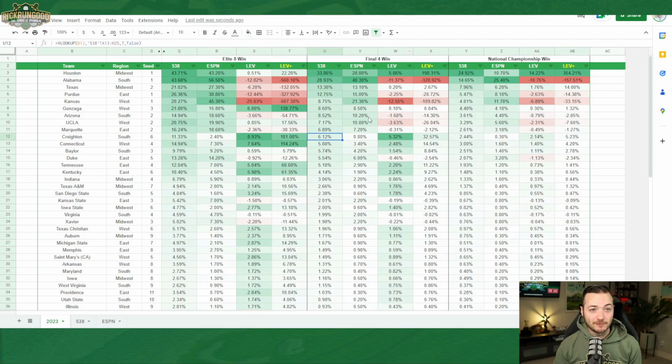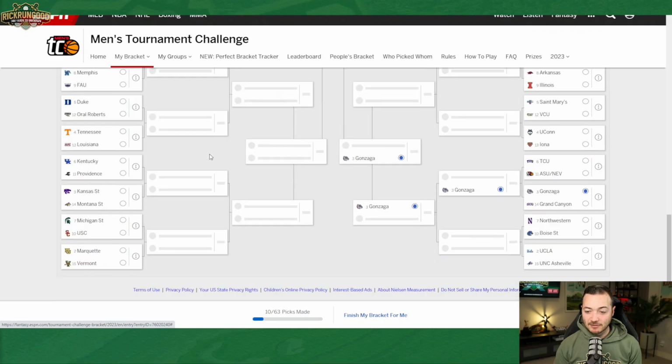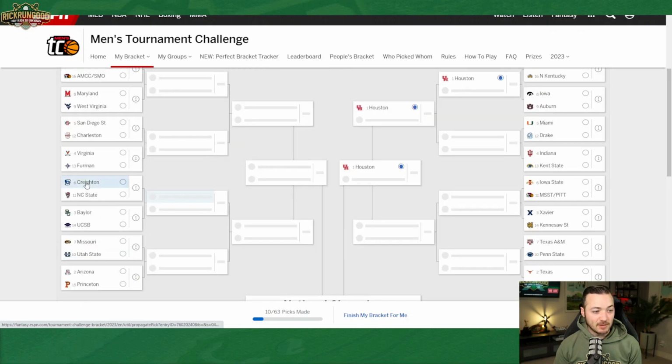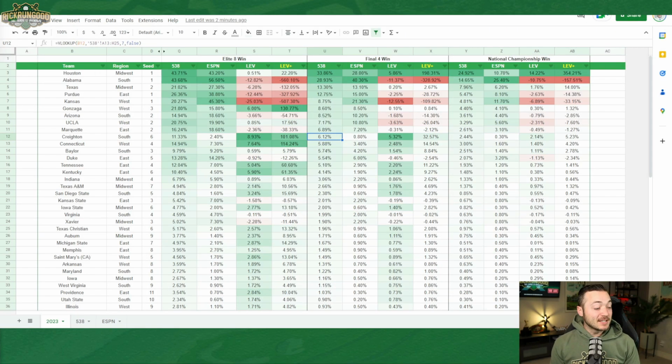This is unbelievable. It feels a little dirty, but I'm going to have to run Creighton into the national title game here. And I know everybody's going to hate this. I hate it too. But the math is there. It does make me feel better that Creighton has the fourth best odds to win their region: Alabama, Arizona, Baylor, then Creighton. So that's fine. And actually, 538 likes them more than they like Baylor. So yeah, it feels a little dirty, but we're going to do it.